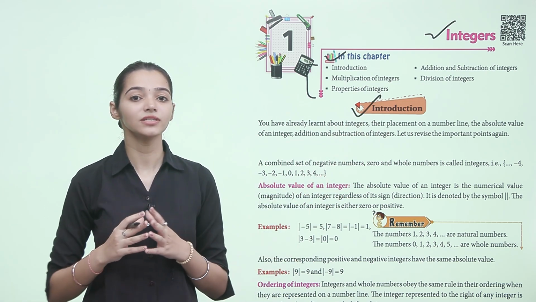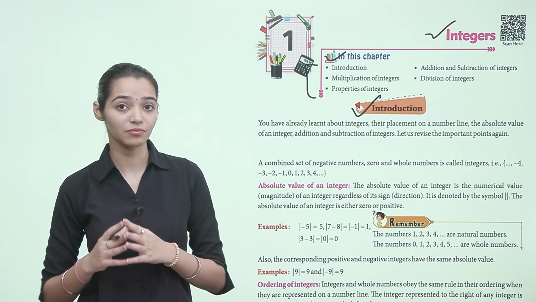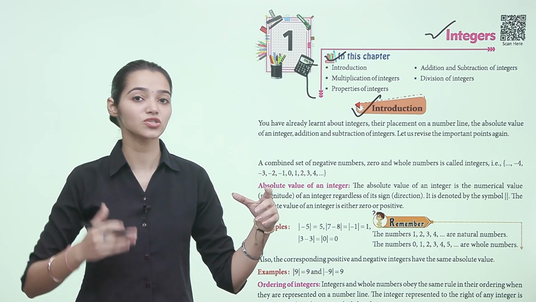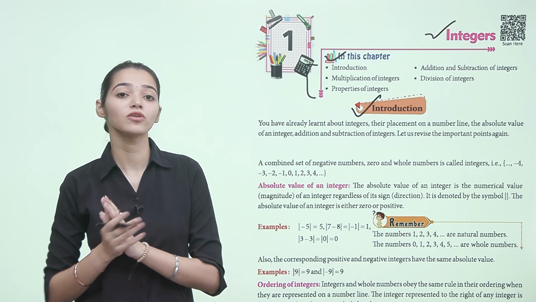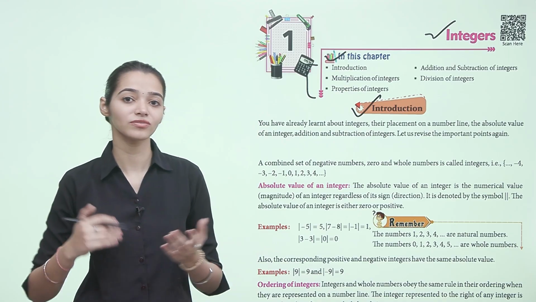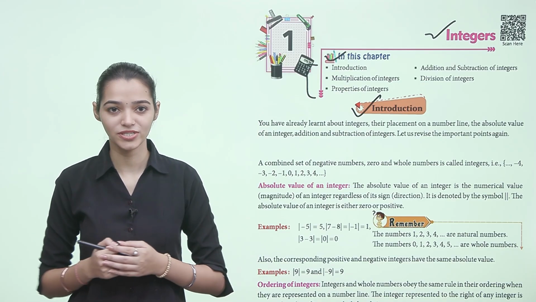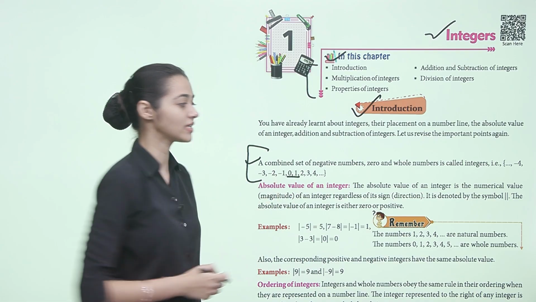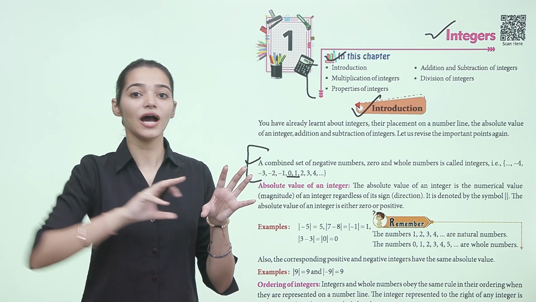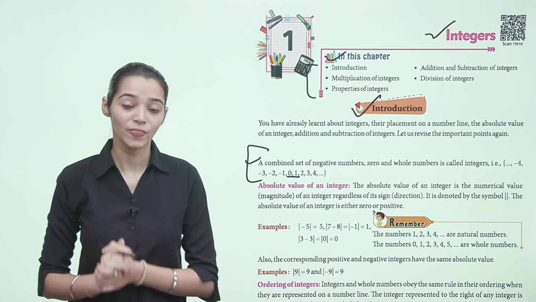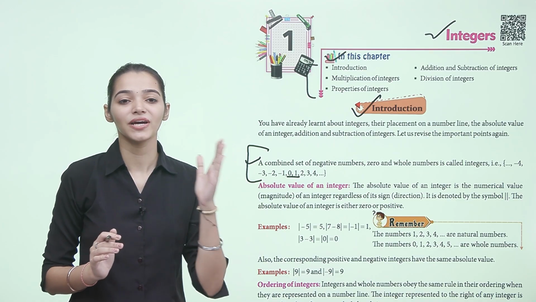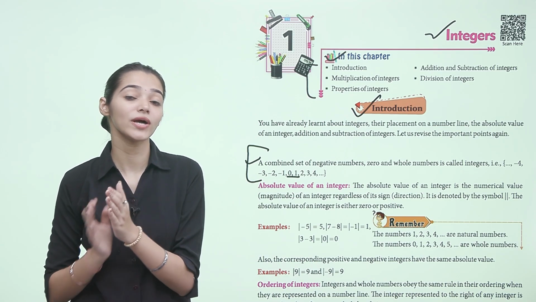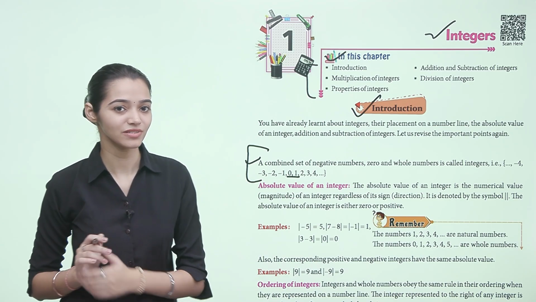You have already learnt about integers and their placement on the number line, the absolute value of an integer, and addition and subtraction of them. Now let us revise some important points regarding it. A combined set of negative numbers, 0 and whole numbers is called an integer. For example, -4, -3, -2, -1, 0 and so on up to positive numbers.